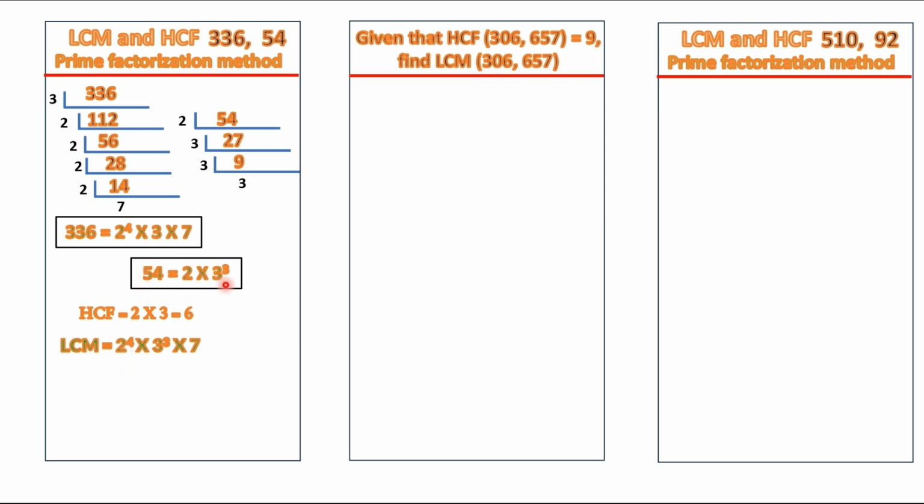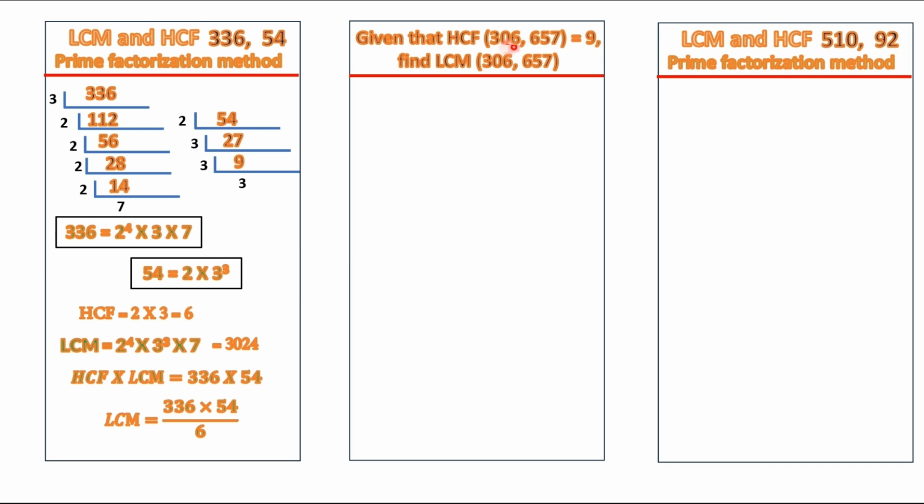Here 3 is there, here 3 cube is there. Which is the max? 3 cube is the max, right? Put the 3 cube here, okay? Here 7, here no 7. So we need to put that 7 correspondingly, okay? If you multiply all these numbers, you will get the least common multiple like 3024.